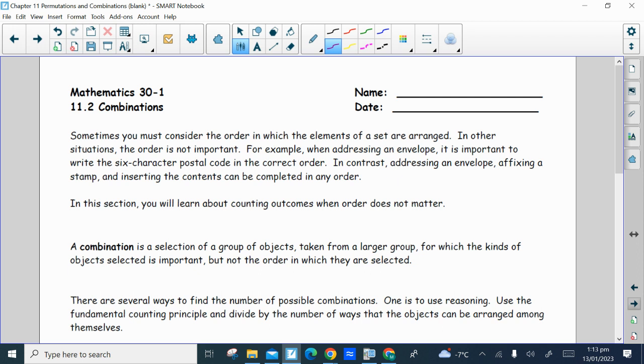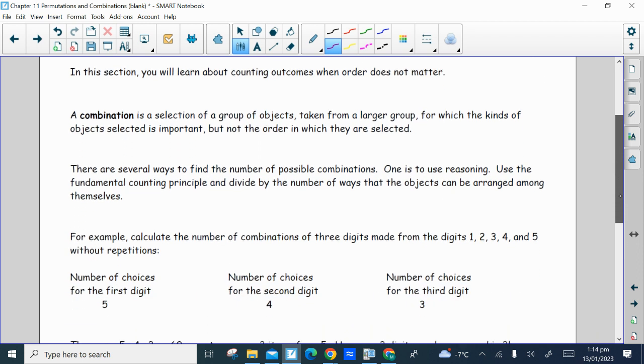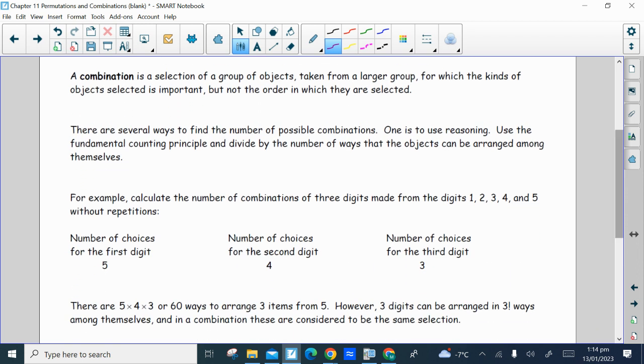Another example here, if you're addressing an envelope, you need to write the postal code in the correct order. However, if you're talking about how you put it all together, putting the address, putting the postage on there, and putting the contents in, they can be done in any order. That's an example of a combination. So we'll look at questions where order does not matter, and that's what a combination is.